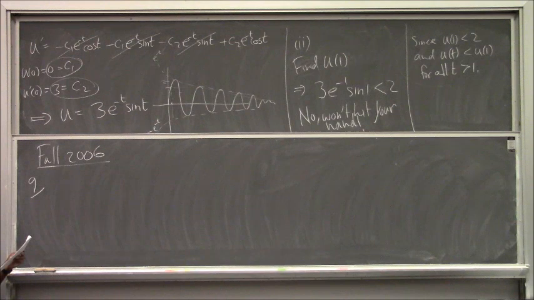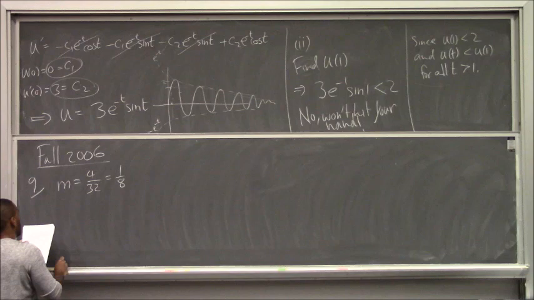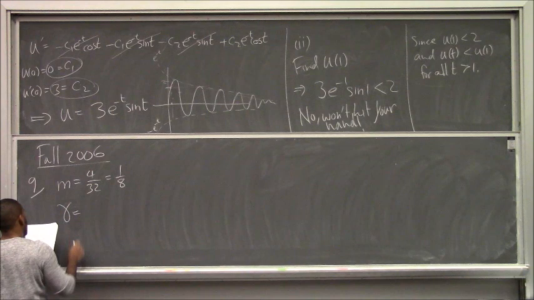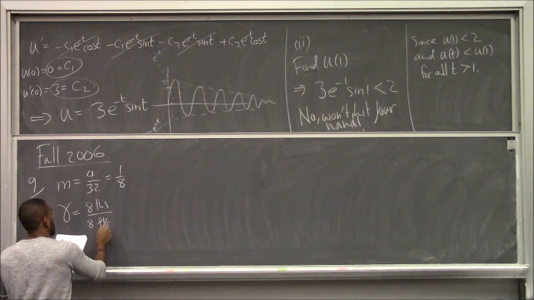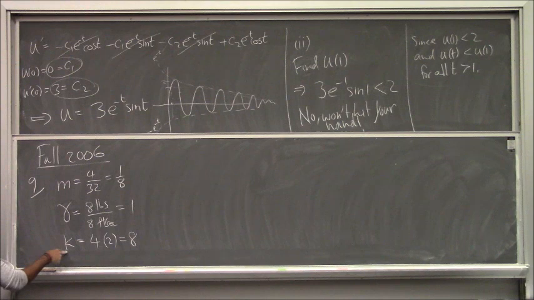All right, what are you doing here? Solve for m. m is equal to 4 over 32. Gamma is 8 over 8. It experienced 8 pounds when the velocity is 8 feet per second, so gamma is 1. For k, it's the 4 pounds, and it moves it down by 1/2 foot, so you multiply by 2. You get 1/2 foot times k equals 4, multiply by 2 to get k equals 8.